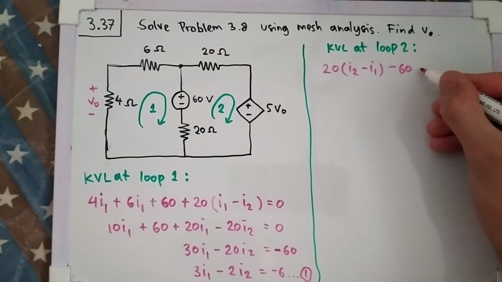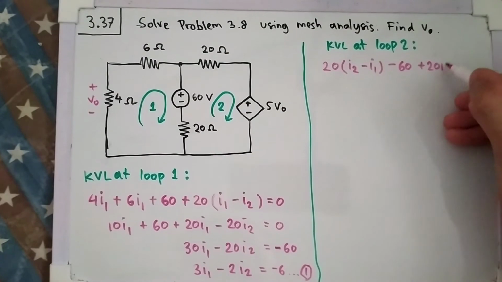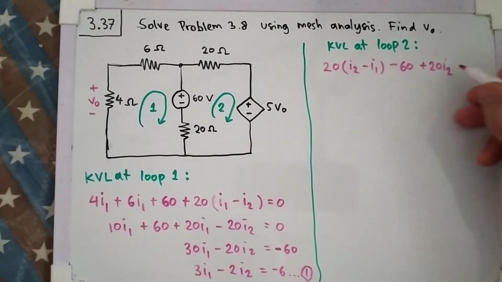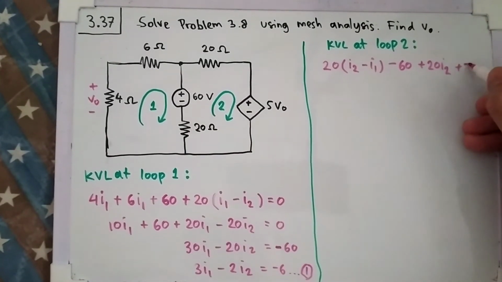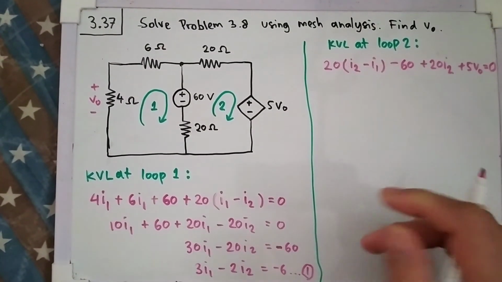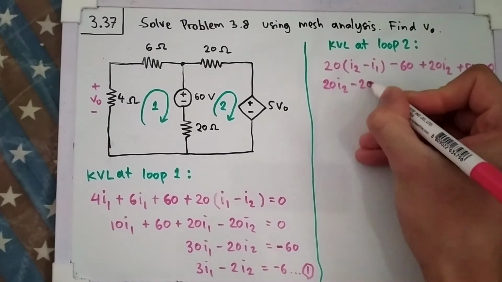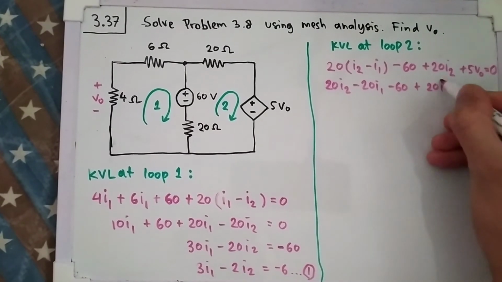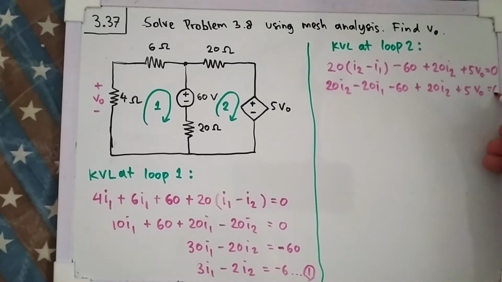And then this one gives plus 20, and this is resistance, so we need to multiply it by the current I2. And for this one, it is already voltage, so I just leave it as is. It is flowing from plus to minus, so the sign is plus 5 V0, and that will equal 0. Now we do some algebra here: 20 I2 minus 20 I1 minus 60 plus 20 I2 plus 5 V0 is equal to 0.